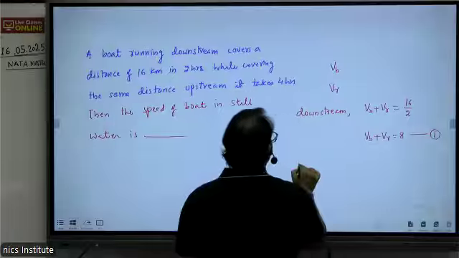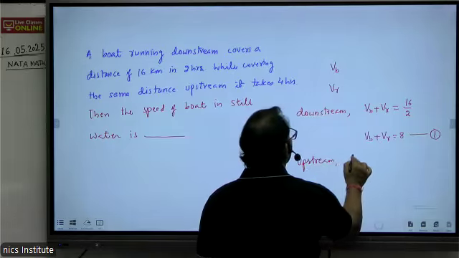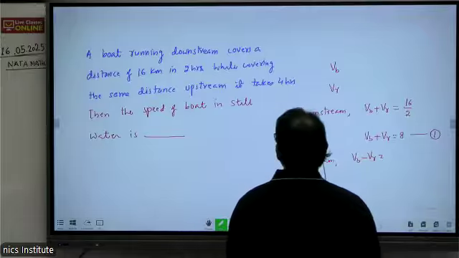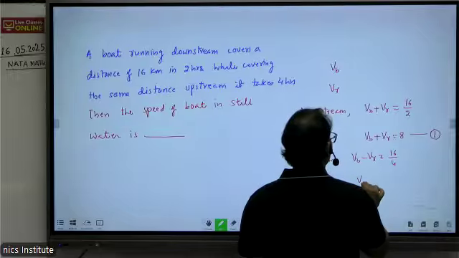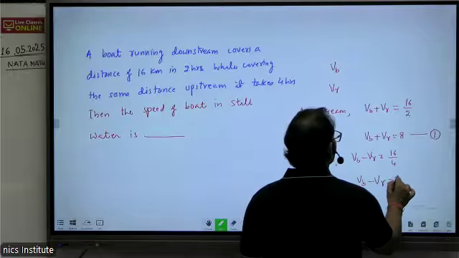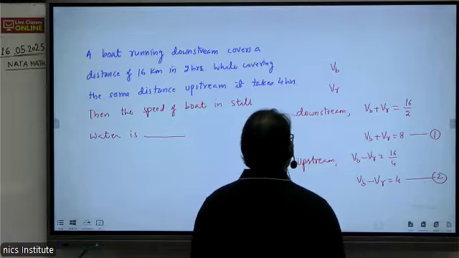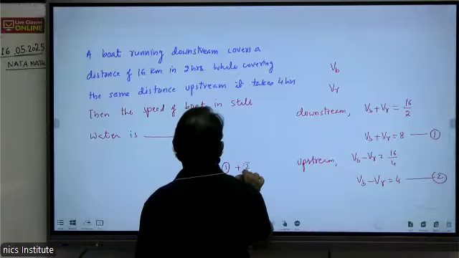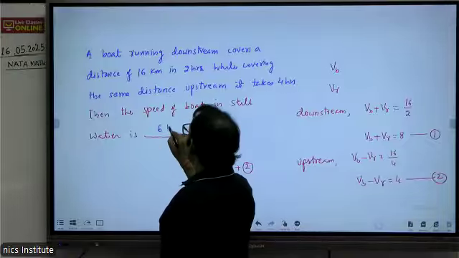Upstream it'll be VB minus VR. Time taken is 4 hours. Distance remains the same. Then you add VB in the first and second equation. Answer would be 6 kilometer per hour.